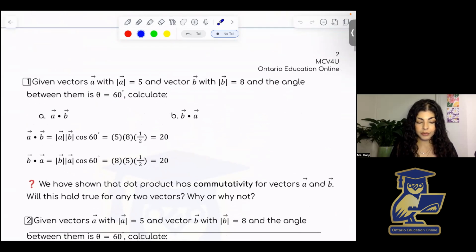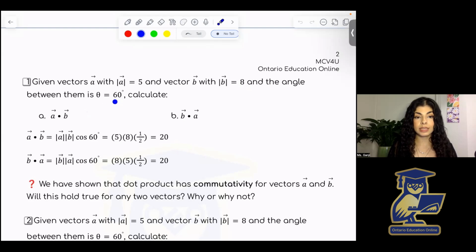Starting with this first example, we have vector A with magnitude 5 and vector B with magnitude 8, and the angle between them is theta, equal to 60 degrees. First we calculate A dot B, and then B dot A. The dot product of A and B is the magnitude of A times the magnitude of B times cosine of 60 degrees, which is 5 times 8 times half, which is 20.